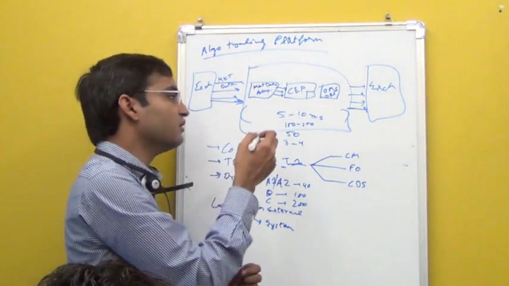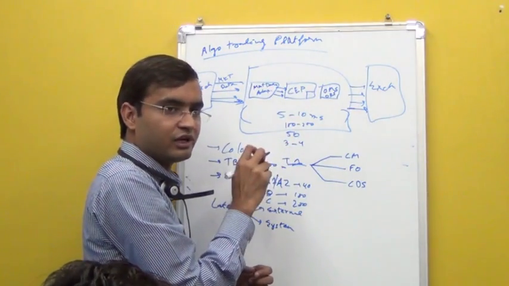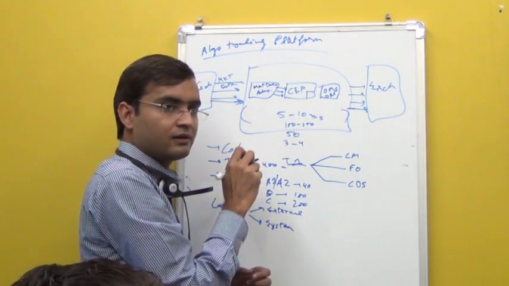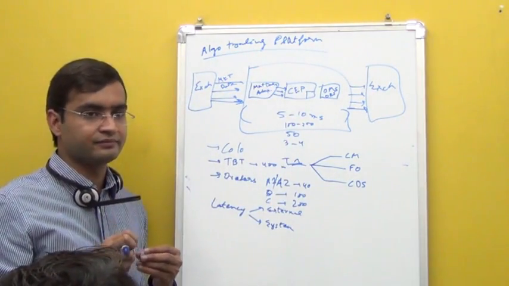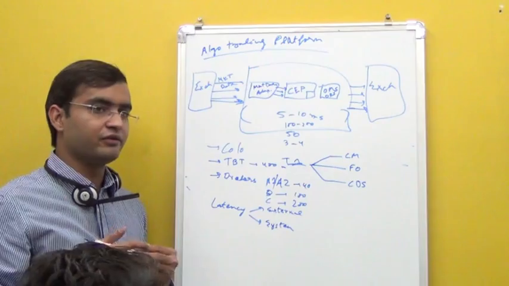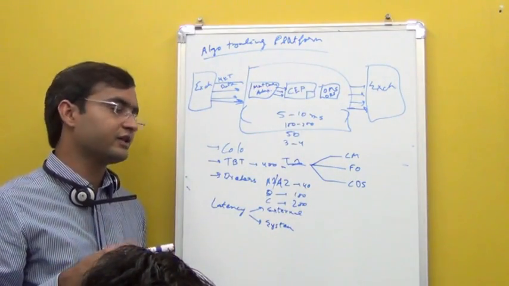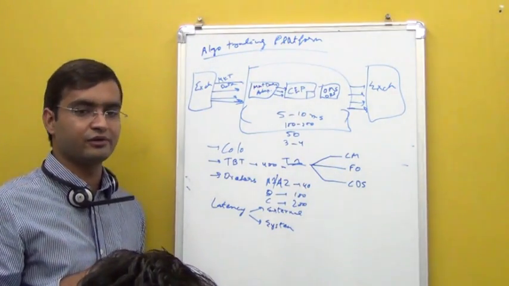For the good algorithmic trading platforms, normal algorithmic trading, if you go through a hardware device, then it would be sub 50, less than 50 microseconds. And if you do further innovations on that, it can go up to 2-3 microseconds.